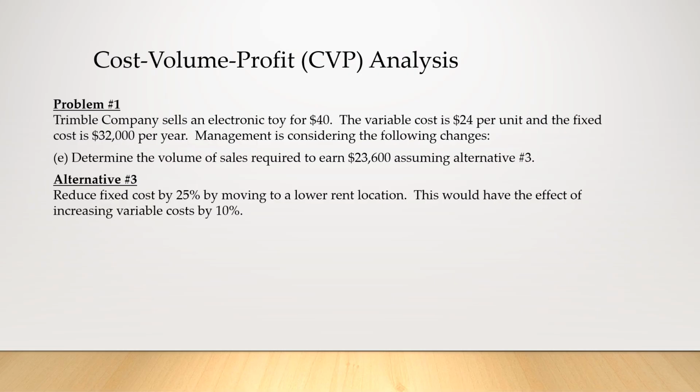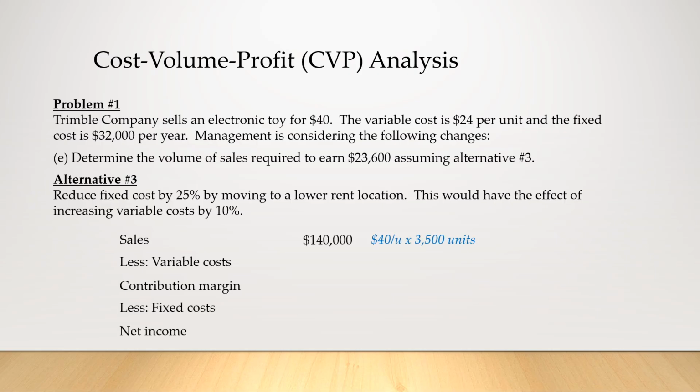If you want to check this figure, build a contribution margin income statement. Sales revenue at 3,500 units sold will be $140,000. Subtract variable costs of $92,400 to get a total contribution margin of $47,600. Subtract the reduced fixed cost of $24,000 to get a net income of $23,600.